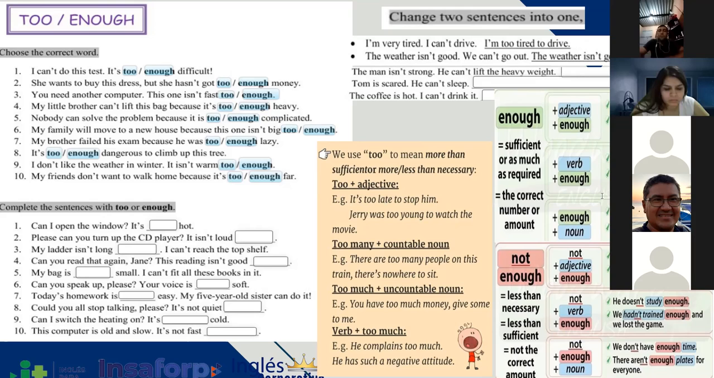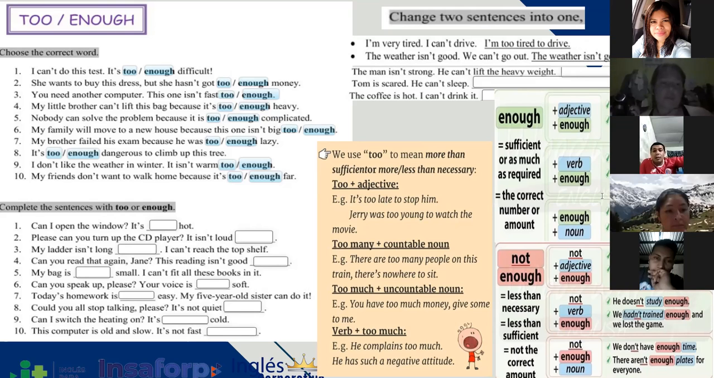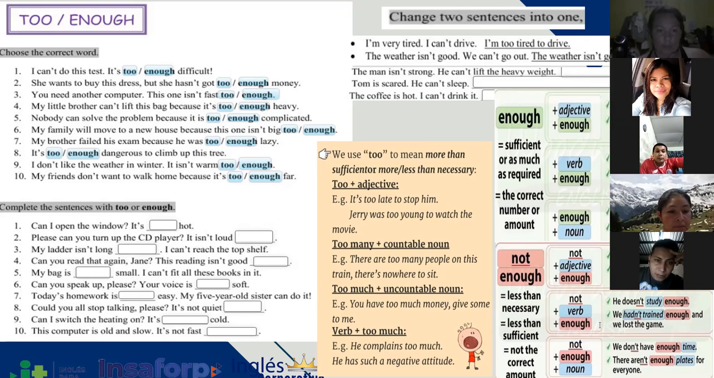Blanca, y luego Miguel, then Miguel, Blanca. Okay, please, can you turn up the CD player? It isn't loud enough. Excellent, right, adjective and then enough. Very good. You're following the grammar structure that I taught at the beginning of the class. Perfect. Very good.